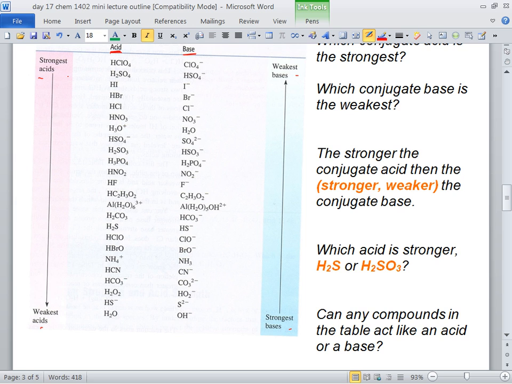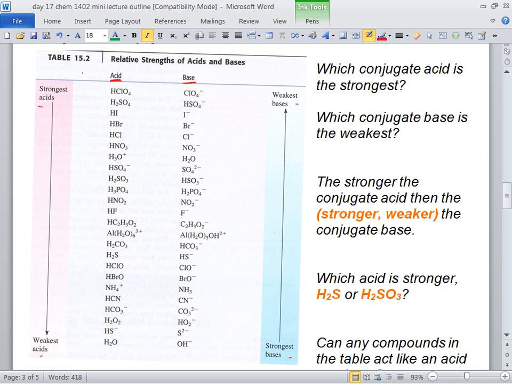Let's see if we can answer a few questions. Which conjugate acid would you say, Jose, is the strongest? HClO4. Okay, so we're just going to play around and see if we can read this table. Which conjugate base is the weakest, Andromeda? Yep, ClO4 minus. Perchlorate. Okay, Steph, how are we going to finish this sentence? The stronger the conjugate acid, then the blank the conjugate base. The weaker.